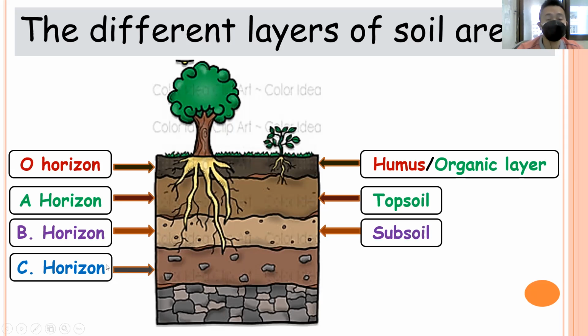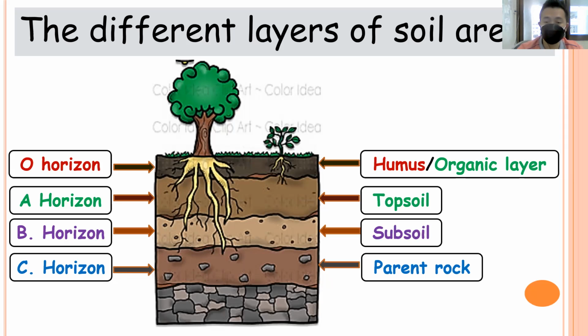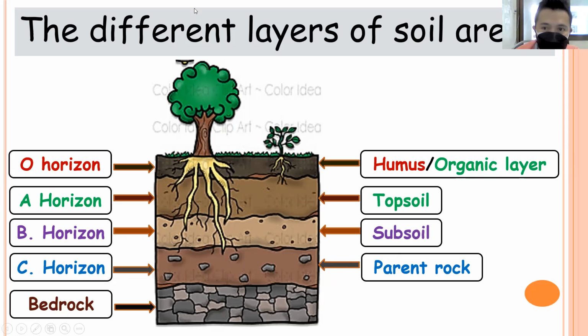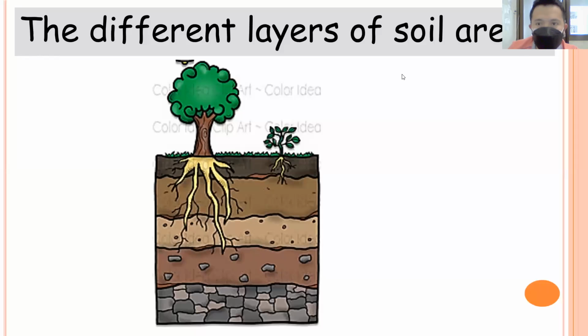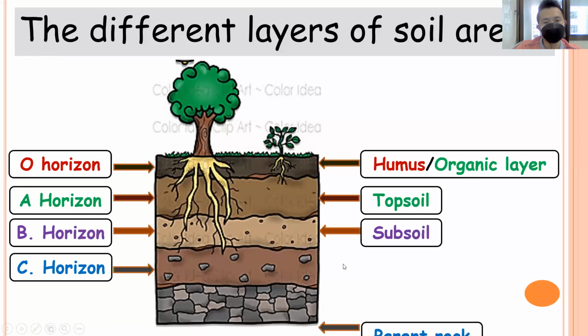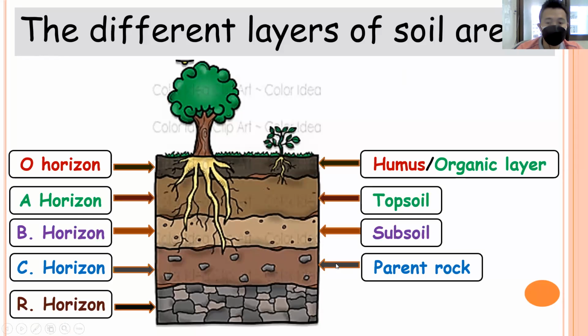What do you see here? The C horizon, it says the parent rock or parent materials. Parent rock or parent materials are usually the same. So we have O, A, B, C. We have organic matter, topsoil, subsoil, and parent rock. And here, the R horizon refers to the bedrock.